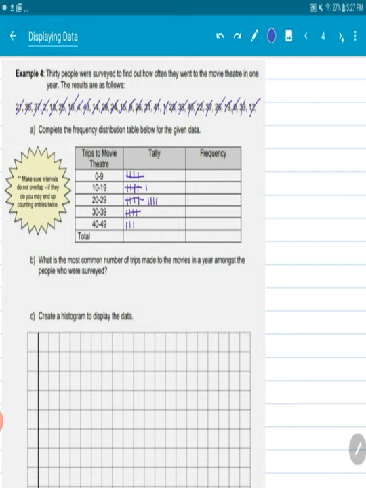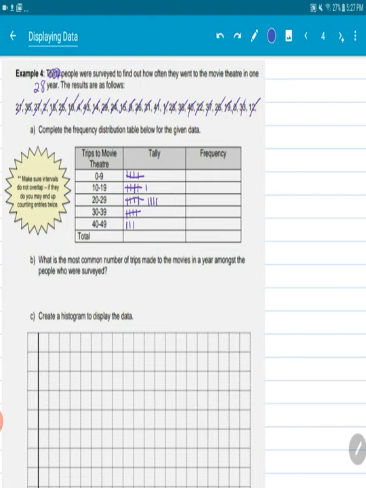Okay, so now we have all of them. And once you have all of your data, see how I've crossed everything off. I just want to double check. We want to see, well, how many pieces of data do I have? And even though the question says 30 people, there's actually only 28 pieces of data. So we're going to cross that out and put 28.